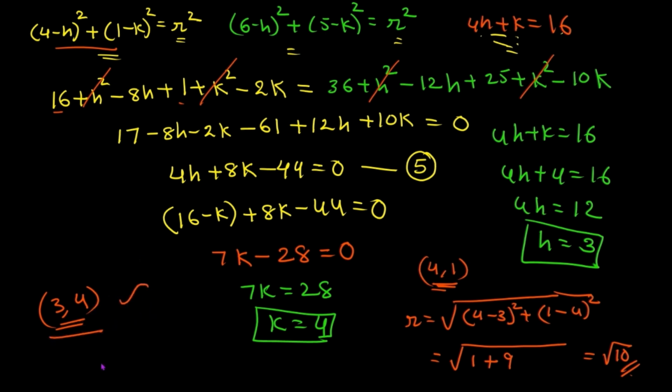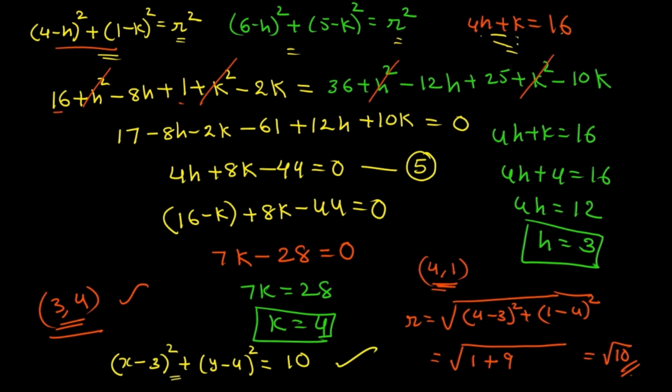They ask for the circle equation, right? How do you write the circle equation? It is just x minus center 3 whole square plus y minus 4 whole square is equal to r square. R square, the square root whole square, is 10. Okay, this is the circle equation.